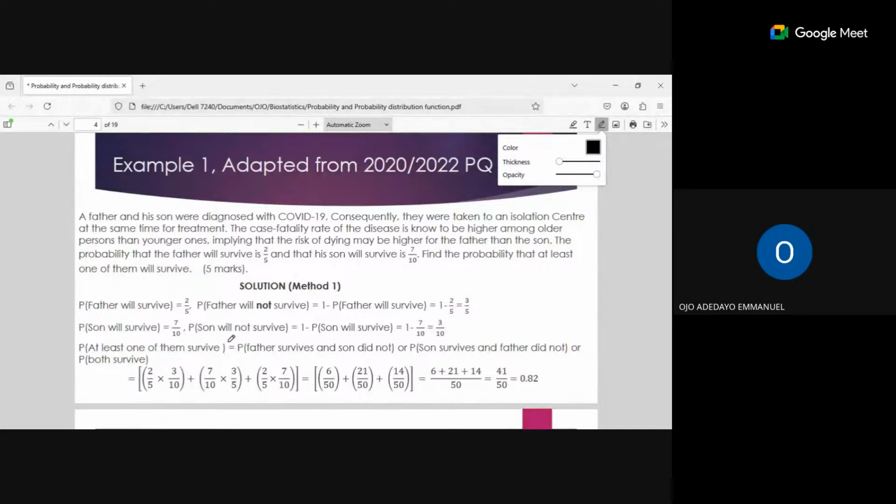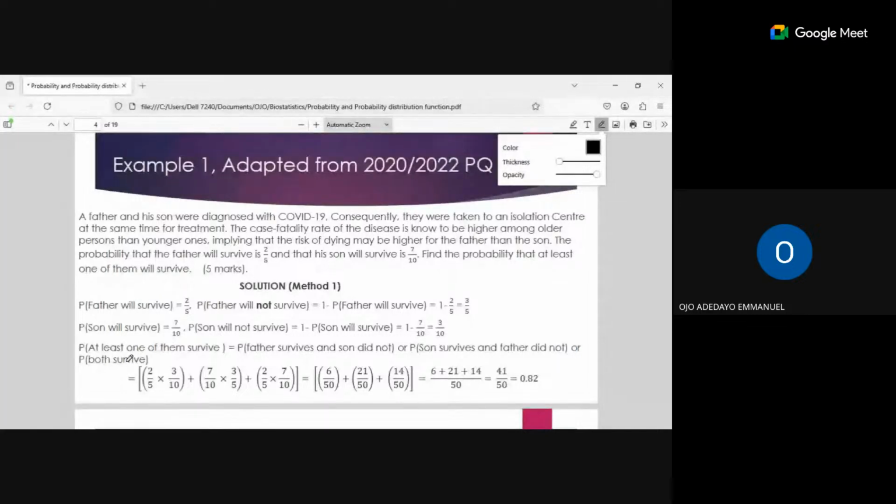Are we together? So now, at least 1 will survive means that the first possible outcome we can have is that the father will survive and the son will not survive, but at least 1 still survives out of the 2. Or the son survives and the father did not survive. At least 1 still survives out of the 2. Or 2 of them will survive. That is the concept of at least 1 will survive.